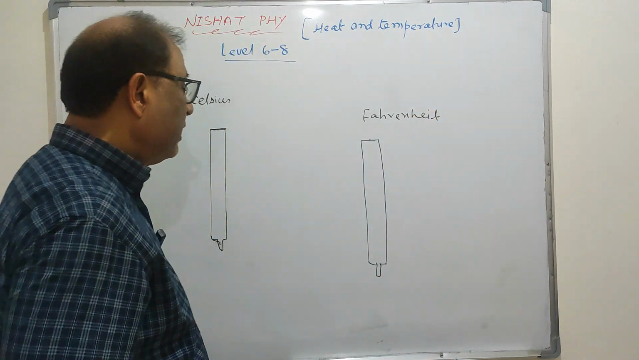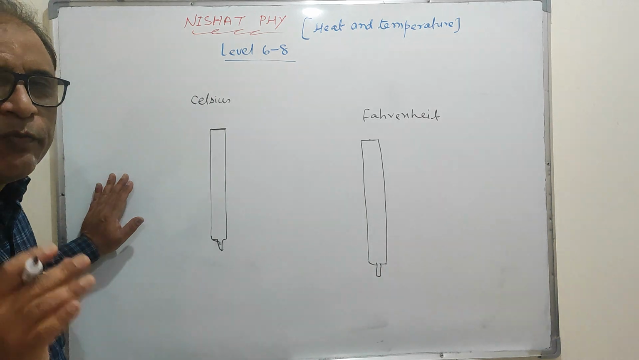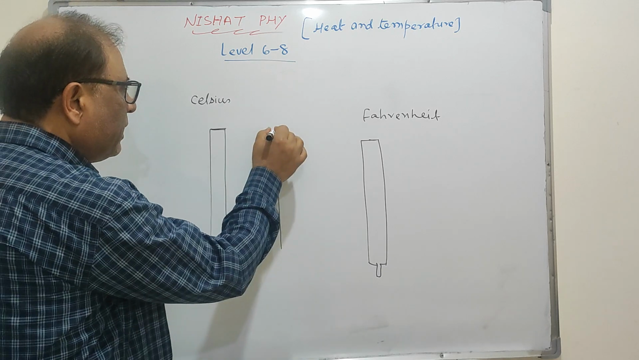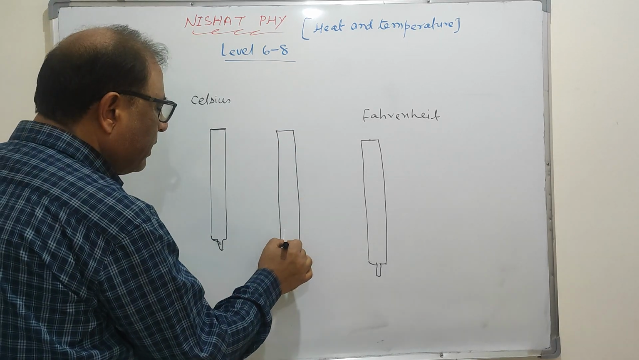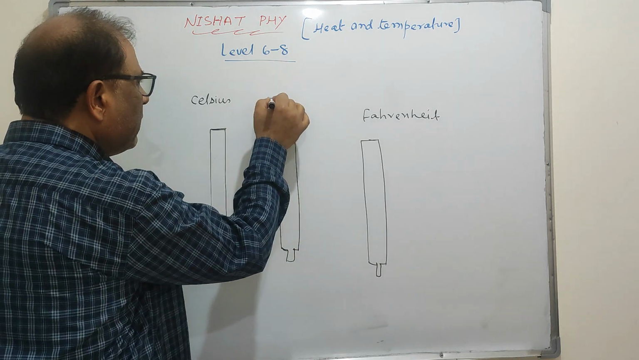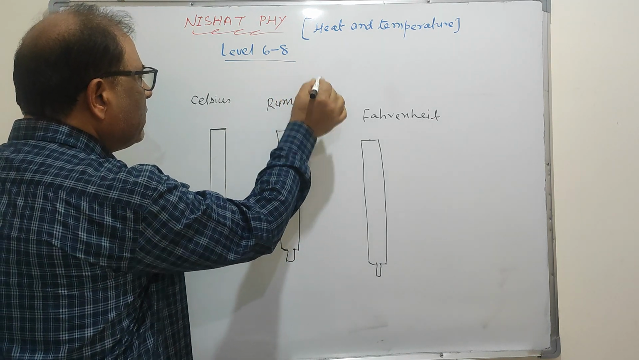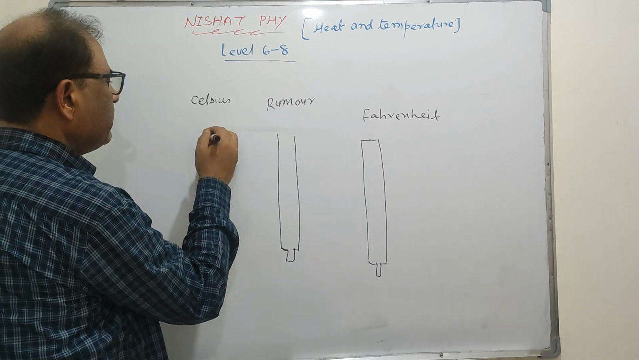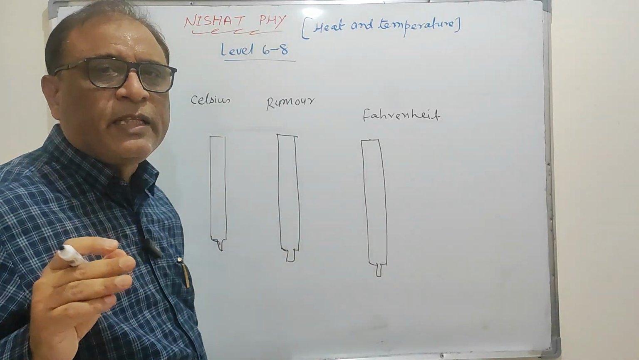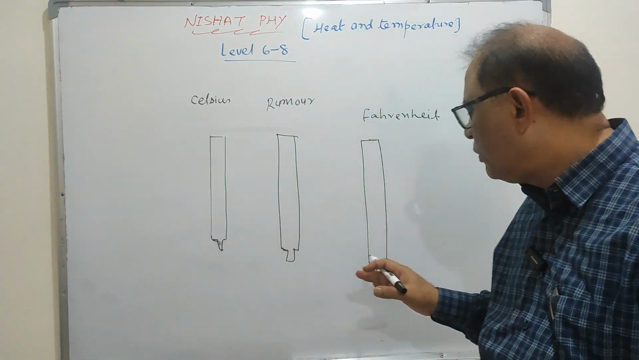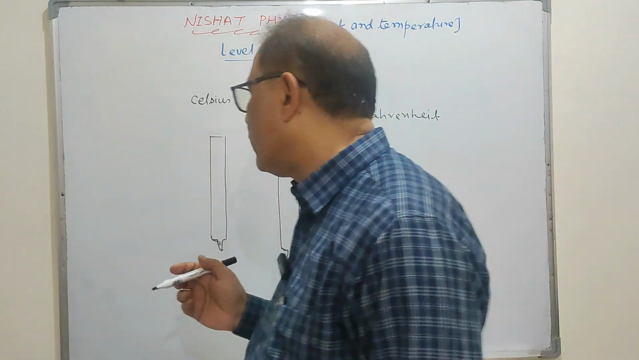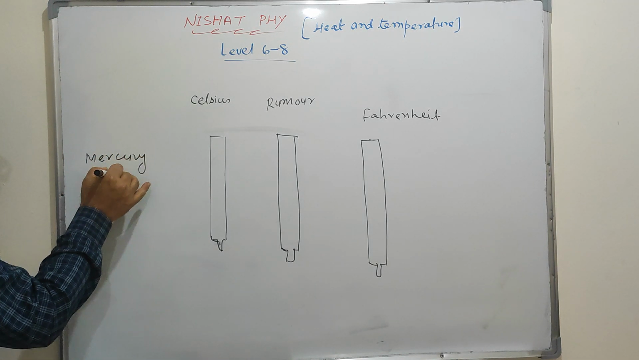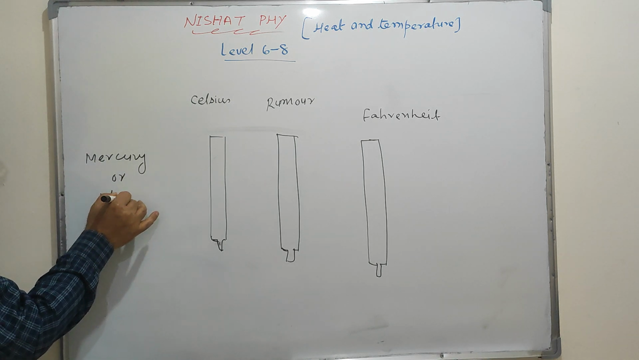And in between I am introducing one more, a different thermometer, that is the Reaumur thermometer. It is not too popular, but you should know it for your knowledge. One thing is very clear: in all three thermometers, either mercury or alcohol is used.